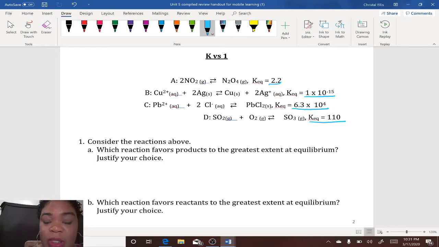It's really good to identify any patterns or any anomalies or anything that's an outcast. And this one is very small. I know this because I'm looking at the exponent on the 1 times 10 to the minus 15. Whenever you notice that your Keq is a very small number, it favors your reactants. And then whenever your Keq is very large, as in this case, it favors your products.